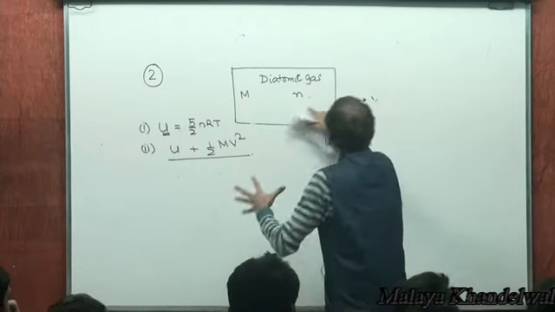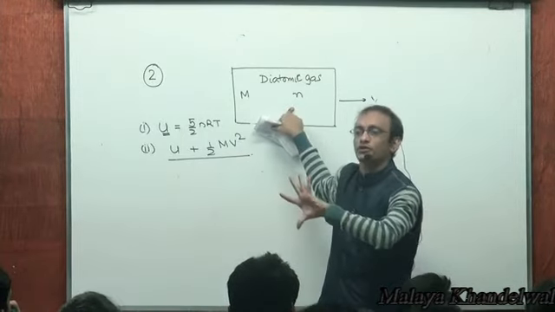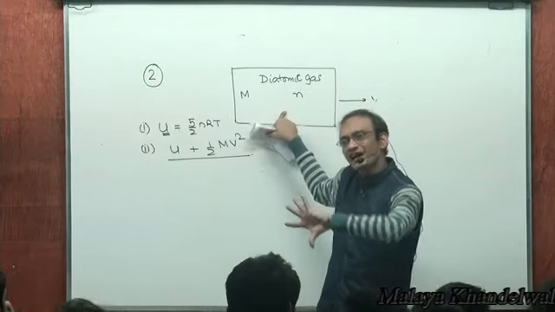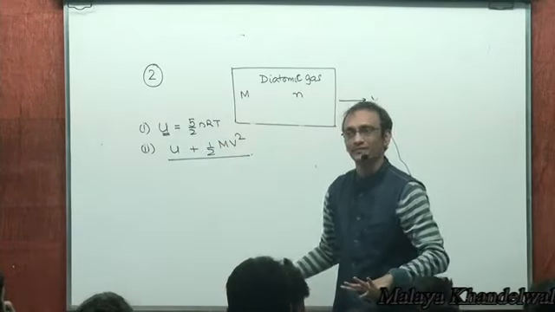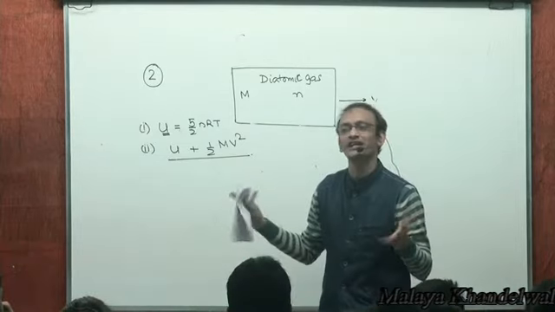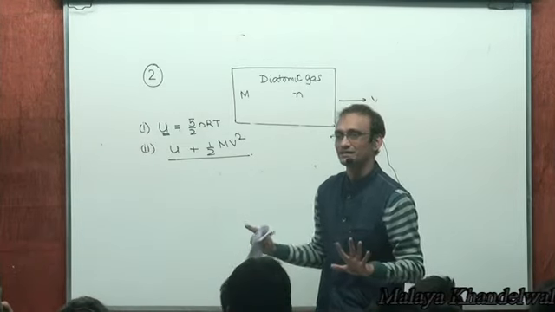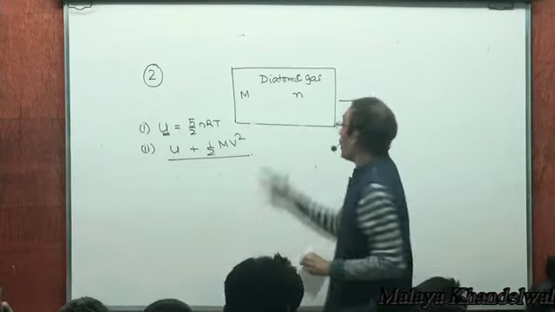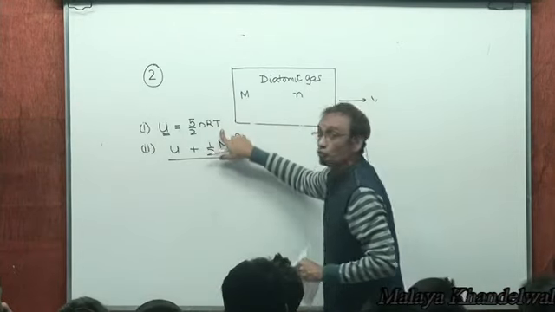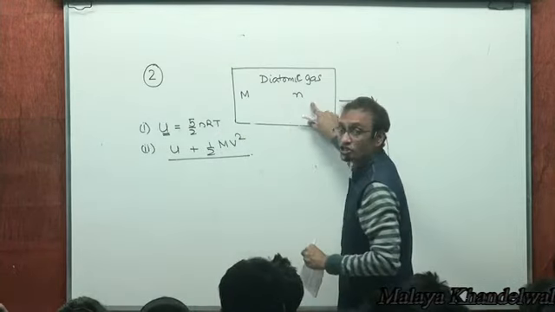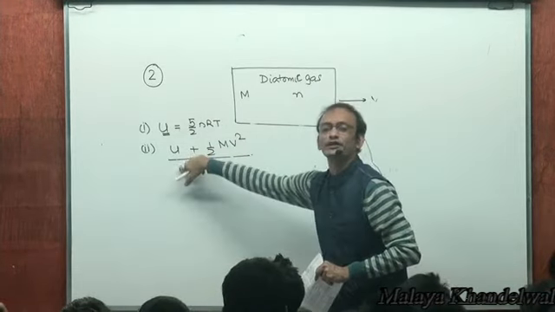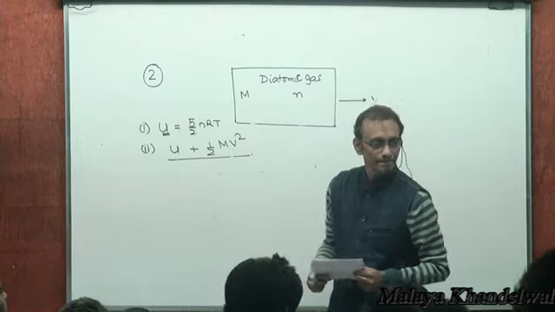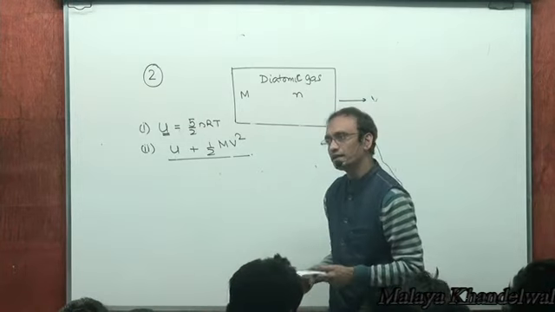There is no translation of the center of mass. The center of mass stays put. Center of mass is at rest. So this could also be looked upon as energy in the center of mass frame. Kinetic energy only. There is no potential energy in an ideal gas. And now when it moves, in addition to what it has, the center of mass also has a velocity v and could be imagined to be of mass m. So that energy would get factored in.